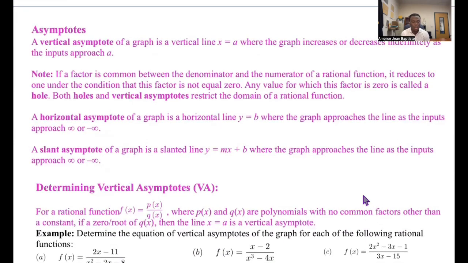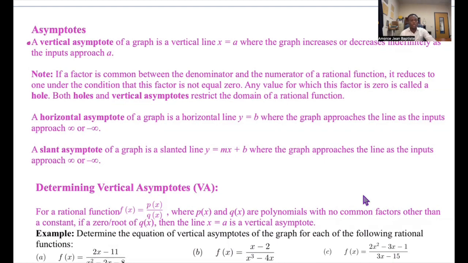So in the next slide, we're gonna talk about what we call asymptotes. Remember when we were talking earlier about the condition for the function to exist? The values that make the denominator equal 0 are excluded from the set of real numbers to define the domain of the function. Now we're going to talk about what we call vertical asymptote.